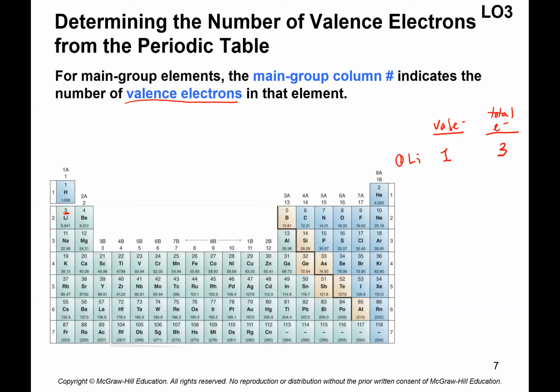So how do I know that? How can I determine the number of valence electrons? This is going to be our third learning objective, which is how to determine the number of valence electrons by just looking at the periodic table. And this is a skill you will need throughout the course.